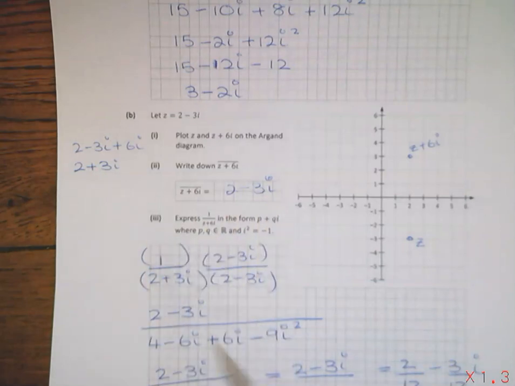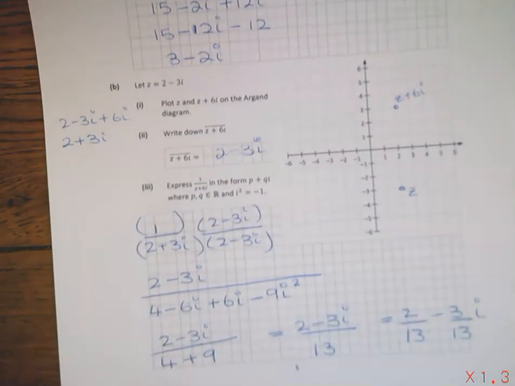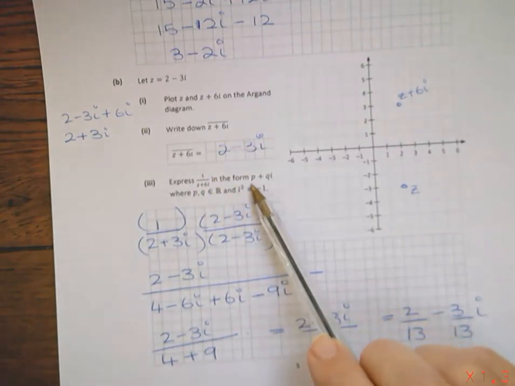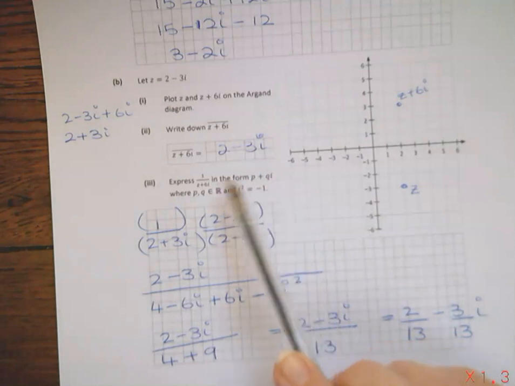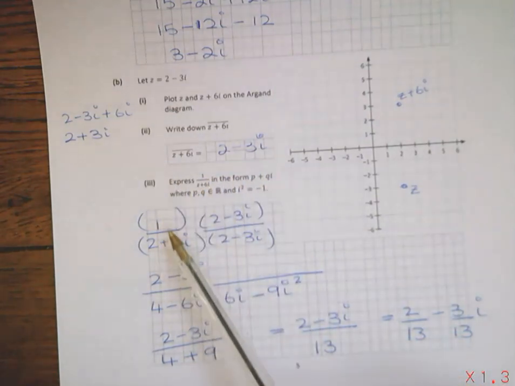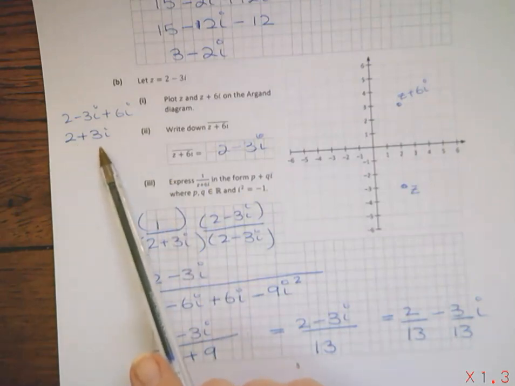And then the final part was division, so they want you to express 1 over z plus 6i in the form p plus qi. So in other words, they want you to divide 1 by z plus 6i. So they want you to divide 1 by your 2 plus your 3i.